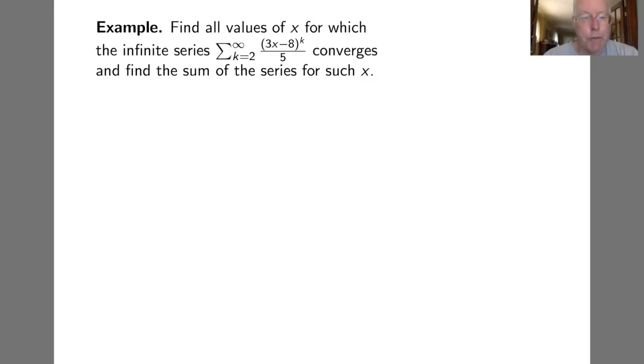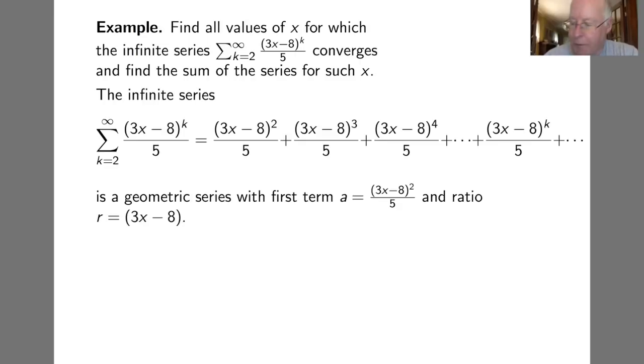Another example, let's look at something a bit more complex. Let's find all values of x for which the infinite series, summation k equals 2 to infinity, of the quantity 3x minus 8, all raised to the kth power, divided by 5, converges. Then we're going to find the sum of the series for such x. Let's start off by writing out the infinite series.